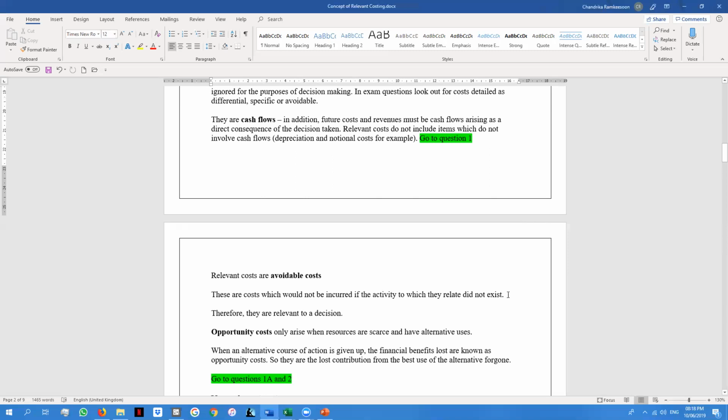And that activity is normally, as I said just now, a closure, a decision to close or stop making a product line. Therefore, they are relevant. And these will be considered in more detail. Each of these costs here, the only way you will fully appreciate the meaning and implication of these costs or these terms of avoidable, opportunity and so forth is when we actually look at the different decision-making scenarios and see how the different costs apply to each scenario.